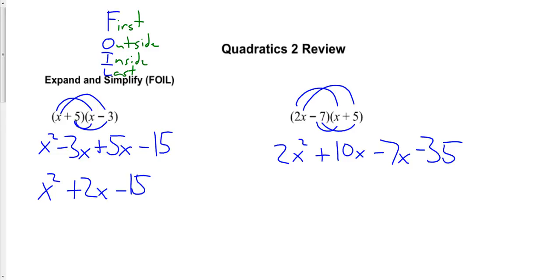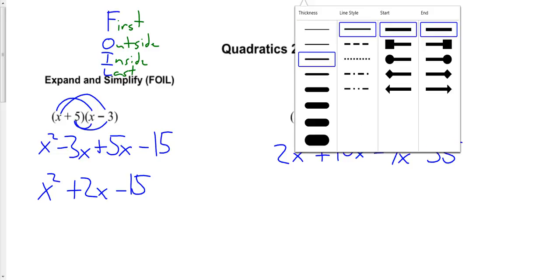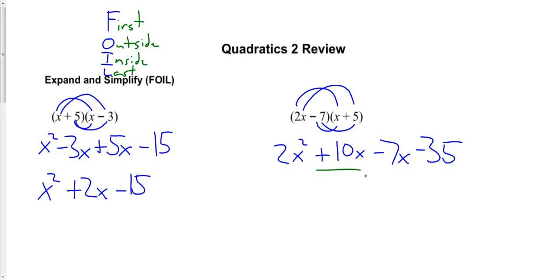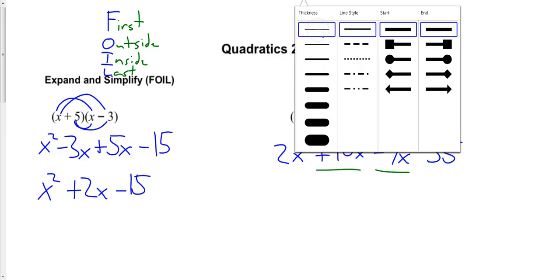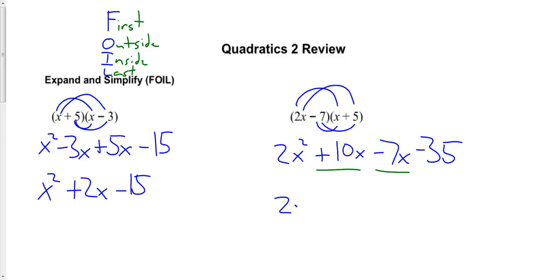So again, what I need to do is collect my like terms. Again, the only two like terms that I see in this particular equation here are positive 10x and negative 7x. So when I go through and I collect my like terms, I'm going to have 2x squared plus 3x minus 35. Okay, so again, you always need to make sure you're multiplying your first terms, outside terms, inside terms, then the last terms, collect any like terms, and then you are done.